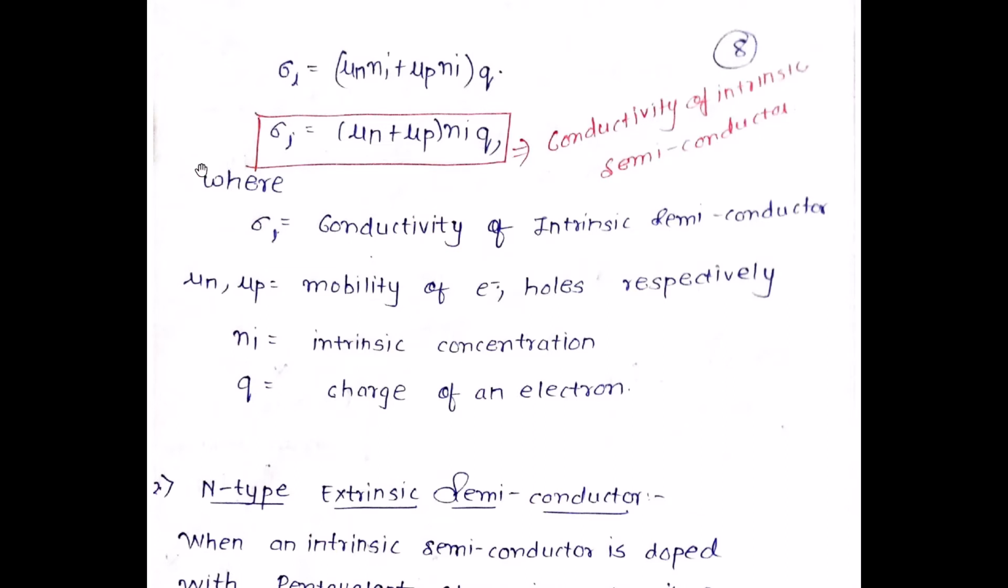Now this equation is the conductivity of an intrinsic semiconductor. The mu_n and mu_p are the mobility of electrons and holes respectively. n_i is the intrinsic concentration and q is the charge of an electron, which I have taught you in the last class, which is equal to 1.6 times 10 raised to minus 19 coulomb.